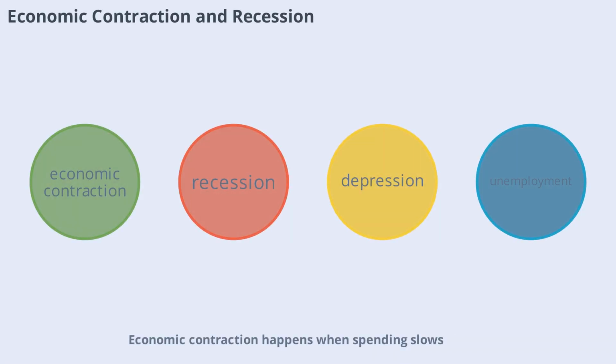Economic contraction happens when spending slows, leading to reduced production and higher unemployment. If this continues, it can cause a recession, a period of declining employment, income, and production. In severe cases, a depression can occur, marked by very low spending and high unemployment. Understanding these cycles helps businesses plan for tough times.